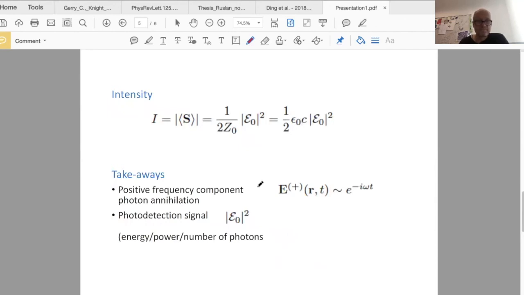So what you should remember from this is that the positive frequency component, E plus, varies like e to the minus i omega t. And we shall see later that this is associated with the photon annihilation operator. Okay? And the photodetection signal is the square of the amplitude modulus, which is then proportional to energy, power, number of photons, etc.